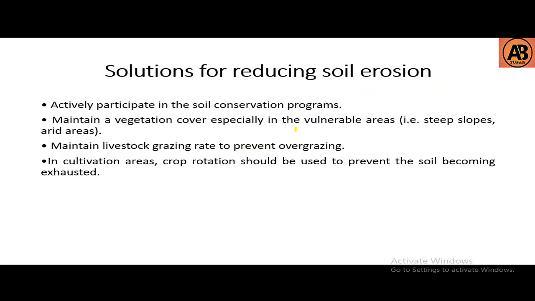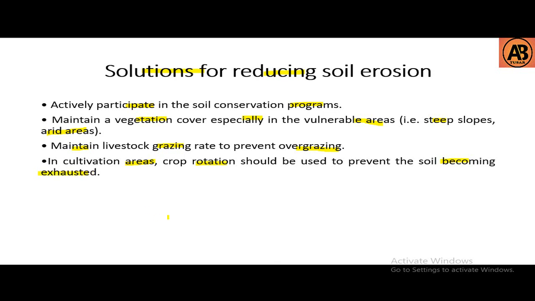Then solutions for reducing soil erosion. Actively participate in the soil conservation programs. Then number 2 is maintain a vegetation cover, especially in vulnerable areas such as steep slopes or arid areas. Then third one is maintain livestock grazing rate to prevent overgrazing. And the last one is, in cultivation areas, crop rotation should be used to prevent soil becoming exhausted.